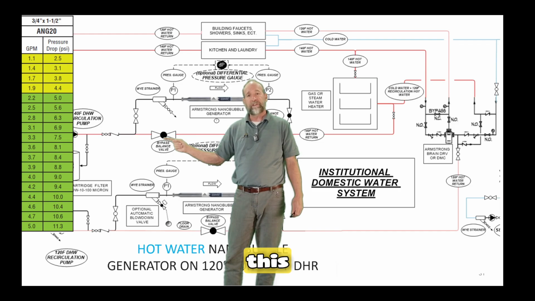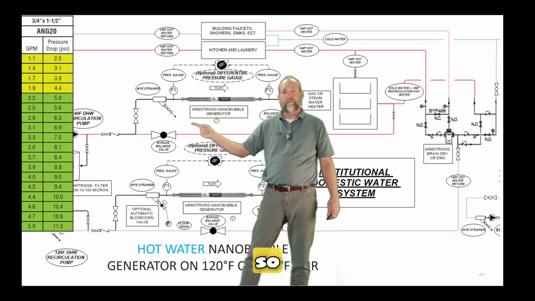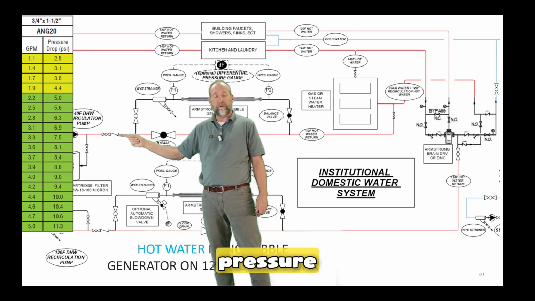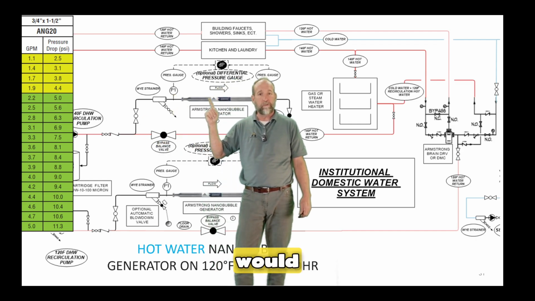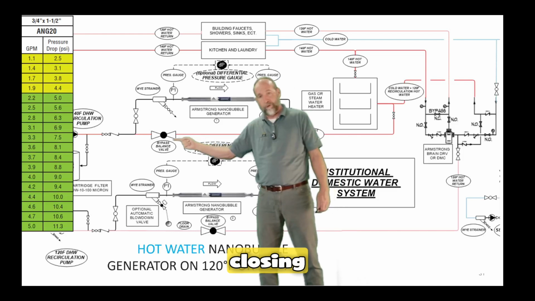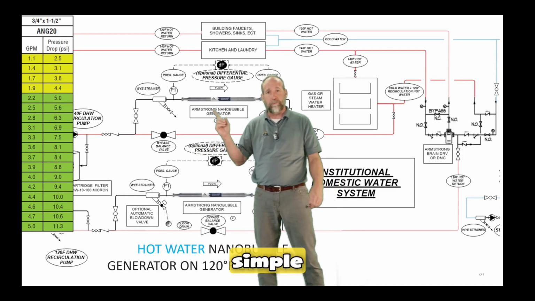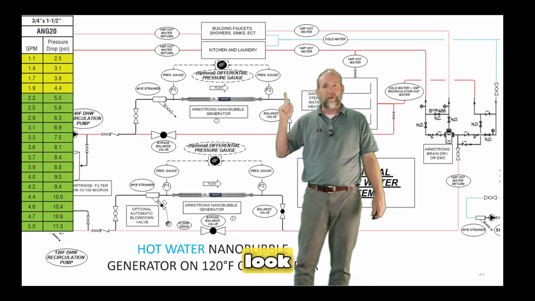So we would close this valve right here, and we would watch for a 5 pound pressure drop between here and here. So if coming off of this pump we had 45 pounds of pressure, we would start this system up and see 45 pounds here. Then we would keep closing this valve. I did a whole video on starting one of these up, super simple. But if we had 45 coming in, we'd look for 45 here, and then we'd look for 40 here.